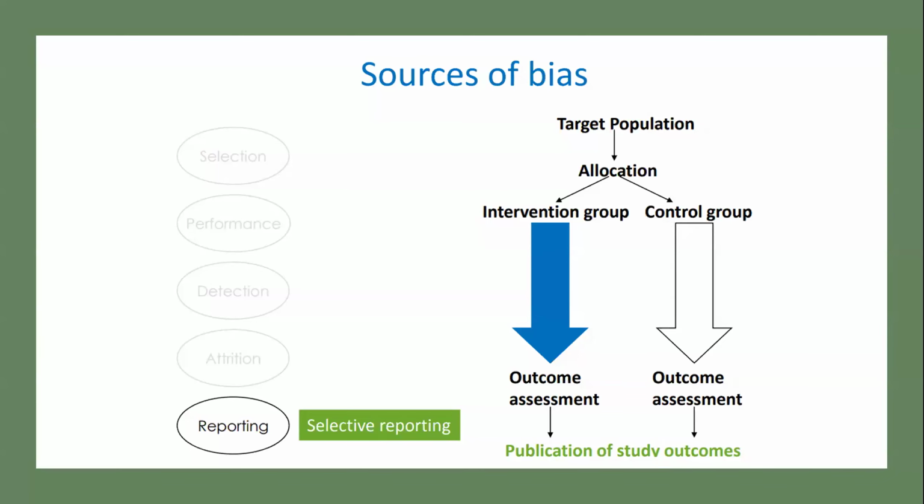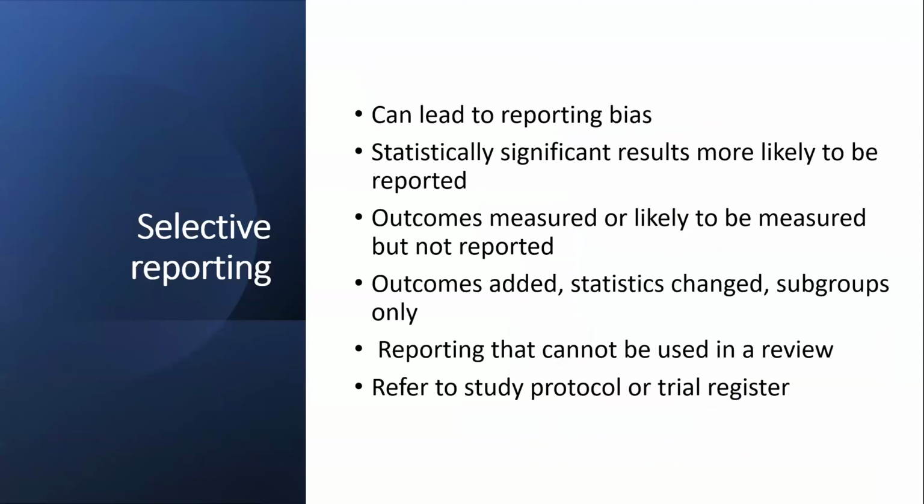Next is selective reporting. Based on this selective reporting, mainly you will see that some of the papers only report the positive findings, that is, only statistically significant findings are reported, or else they try to adjust their data so that you will get a significant p value. Or outcomes measured or likely to be measured are not reported, outcomes are added, statistics changed, subgroups applied, or reporting that cannot be used in a review. Refer to a study protocol or trial register.